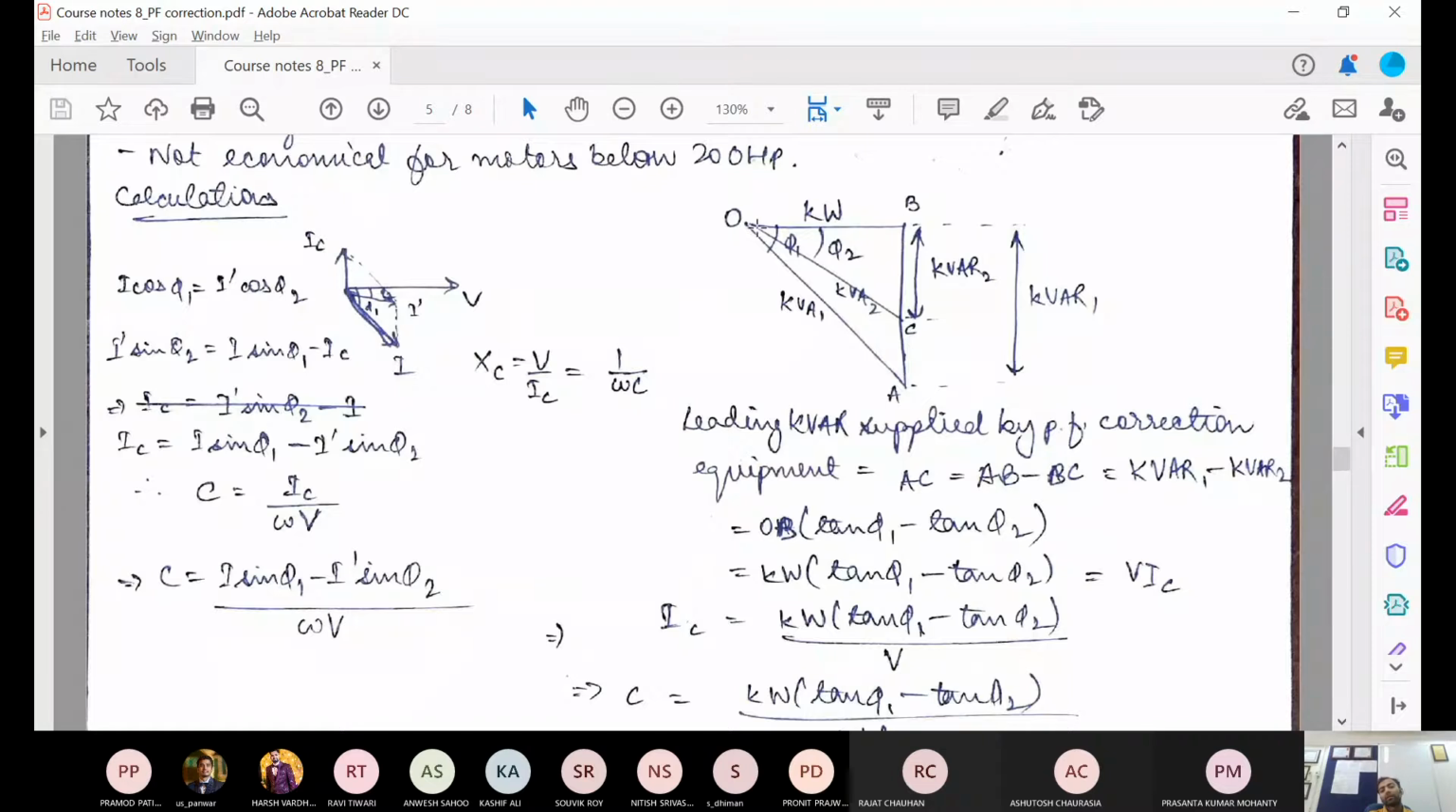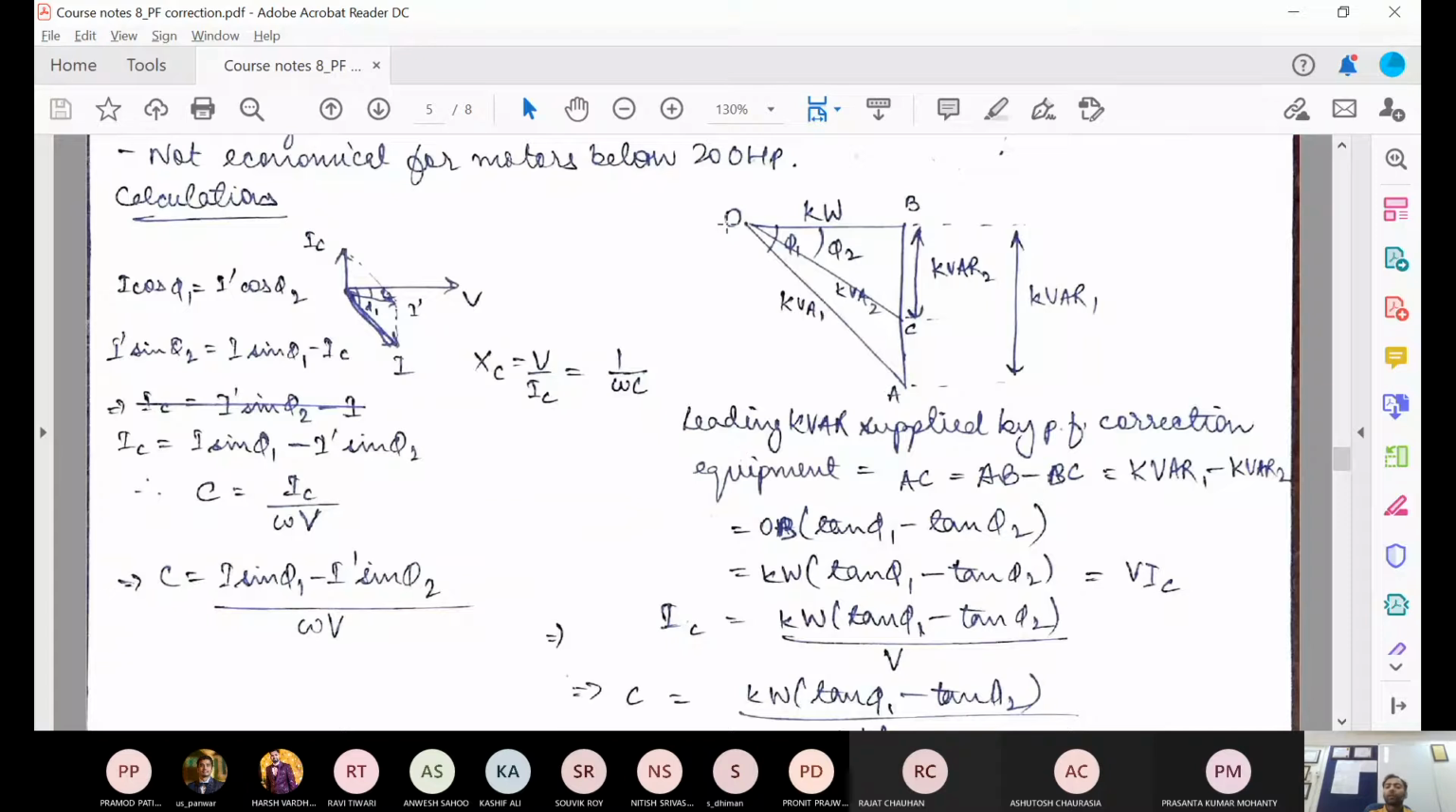So initially, the circuit was operating as per the triangle OAB, this bigger triangle. In this, OB is the real power demand, AB is the reactive power demand, and the net of the two, that is OA, is the apparent power. That's why it is indicated as kVA1 and this is kVAR1.